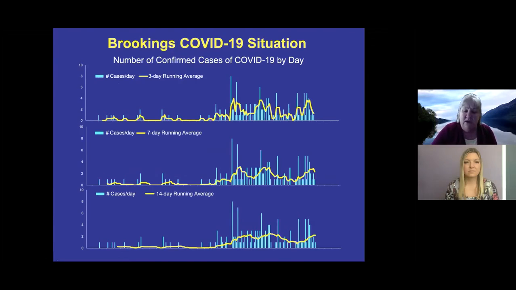The 7-day running average, this middle graph, is what we report, and it's actually what most departments of health report. The CDC reports the COVID data in 7-day running averages. And you can see that it's smoothed out a little bit. It's not as variable as this 3-day average. Now, a 14-day running average is even smoother. The problem with that is we might not be able to pick up when an outbreak is starting because it's so far out, but it really does smooth out that variation.